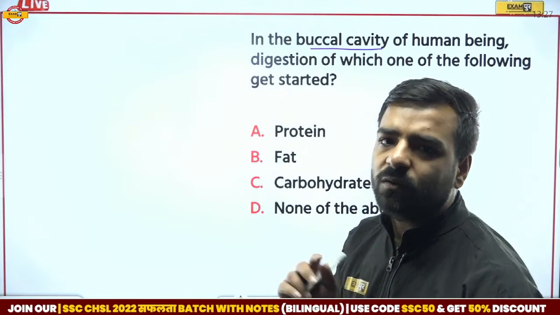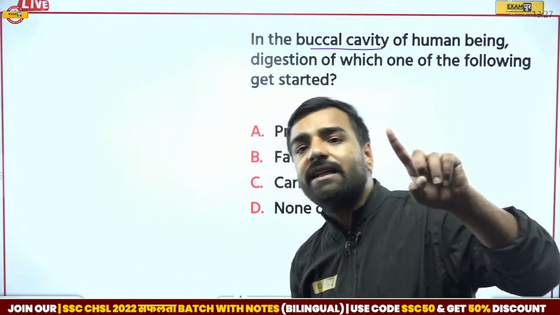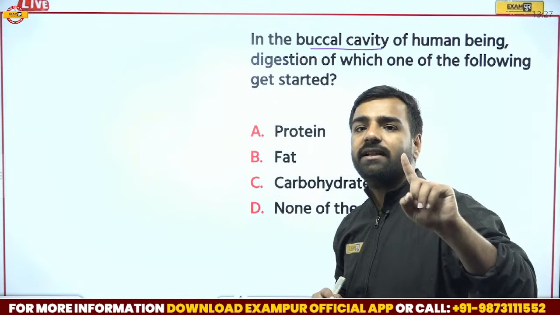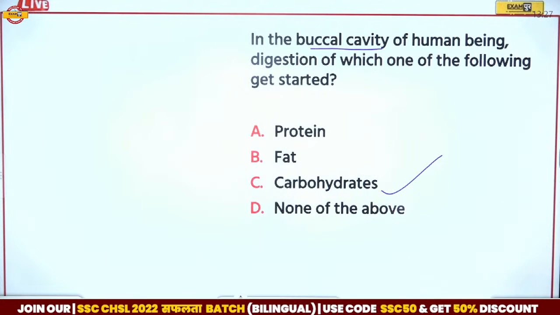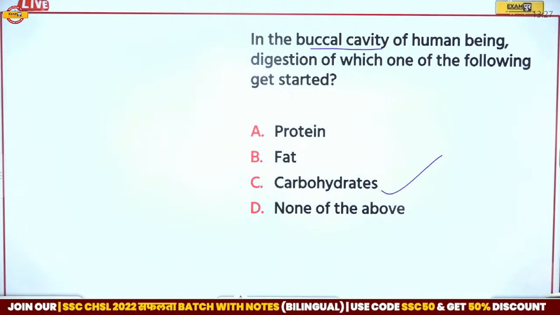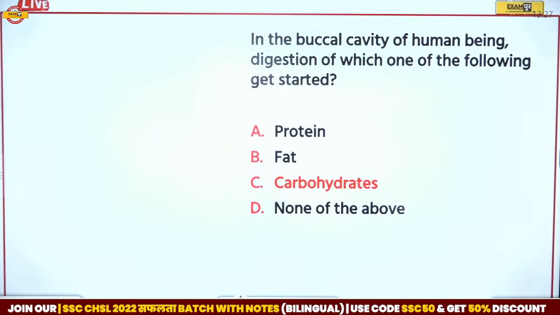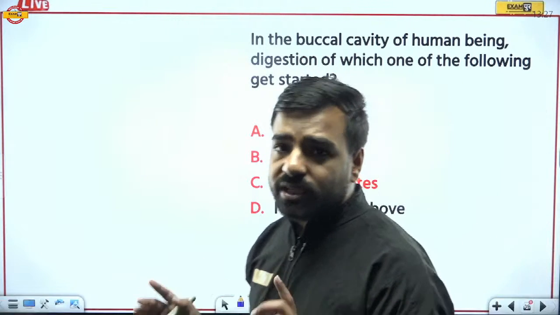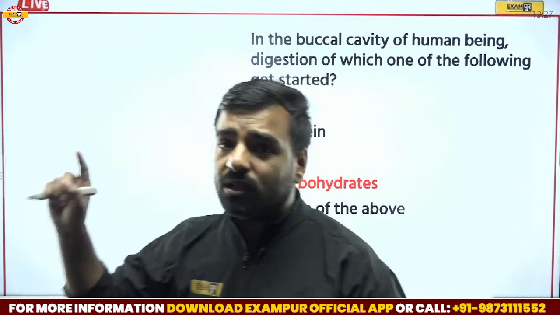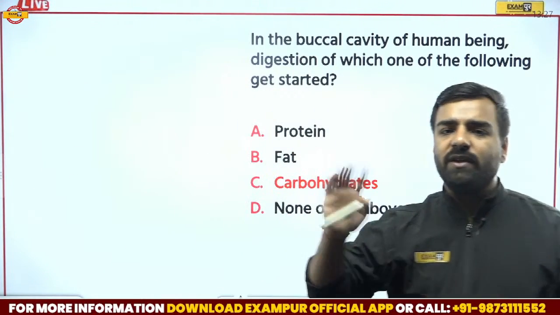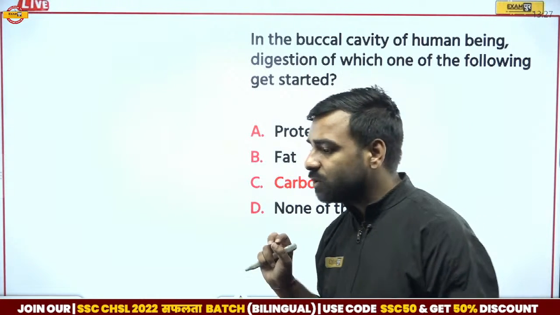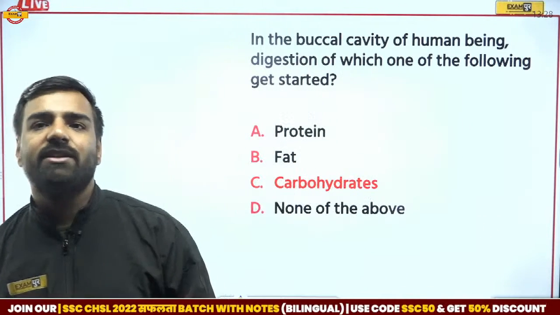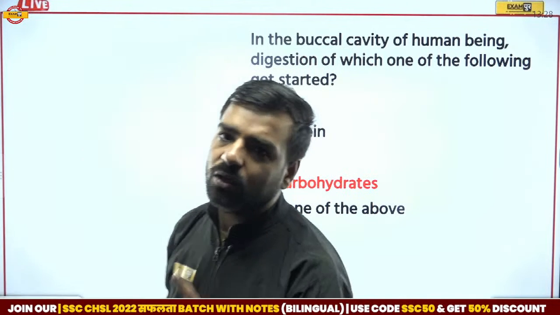And yes, we are aware that whatever we are eating, the first thing that gets digested is your carbohydrates. So here, please remember, in the buccal cavity of the human being, digestion of carbohydrates actually gets started. Cool? So these are the questions. Do not miss any one of the questions. All these questions were previously asked in one way or another. And yes, these are repeatedly asked questions as well, so they have the most probability of coming in your examination. Don't miss any of the questions.